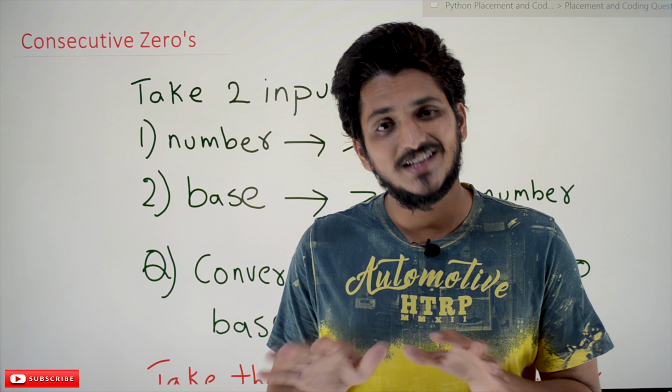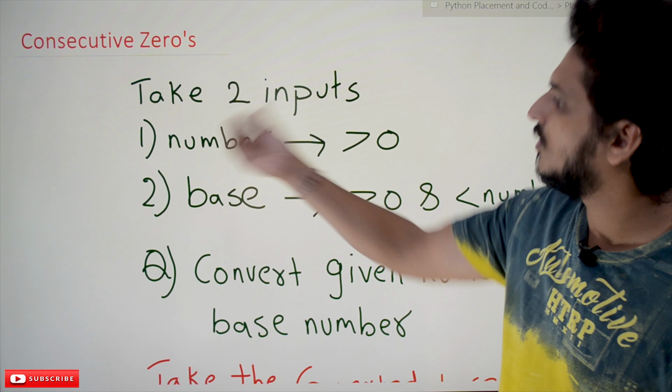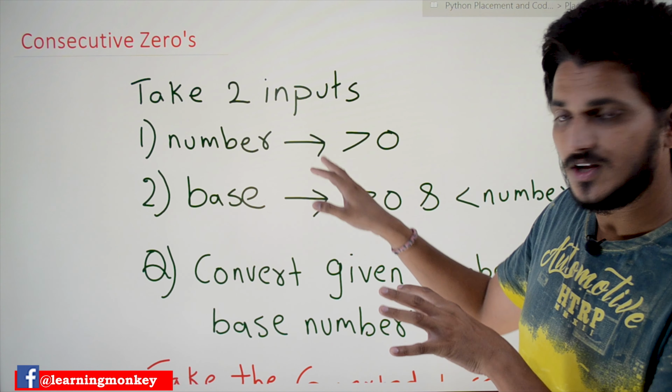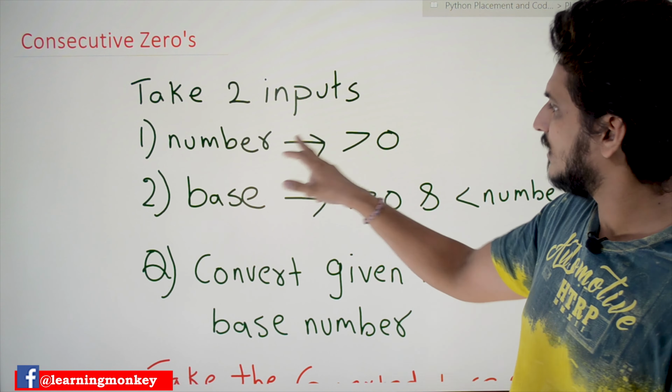We have to take two inputs. We have to take one number that should be greater than 0. That is the input we have to consider. The first input we take into a variable called number. There is a condition on that number: we will give an input greater than 0.